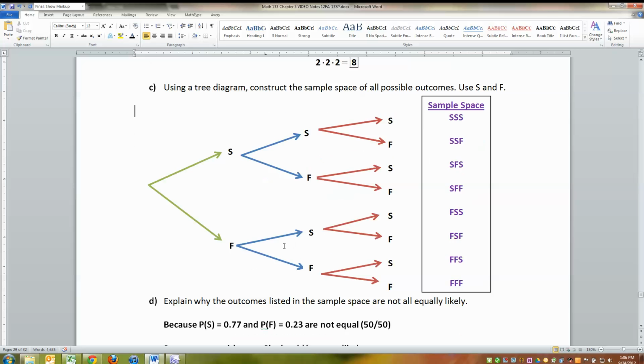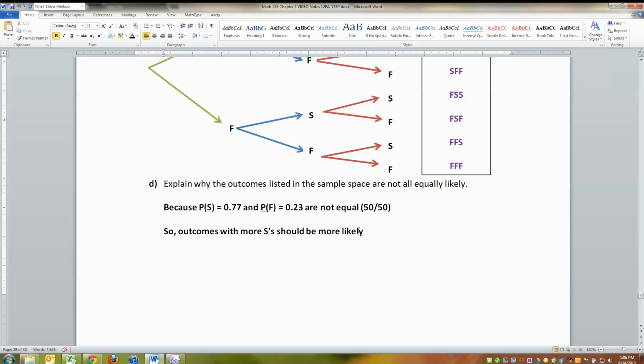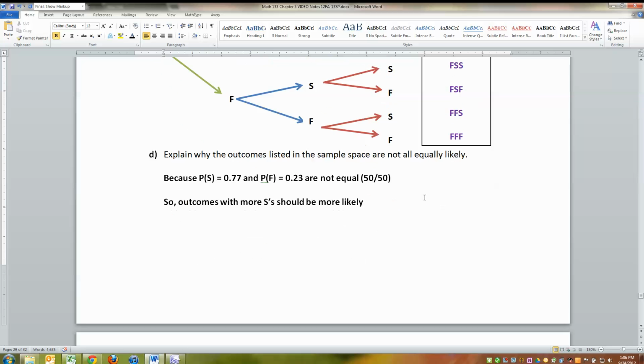All right, now, there's the tree diagram to help us. There's the sample space over there. They're not equally likely. The ones that have more S's should be more likely because success is more likely, right?